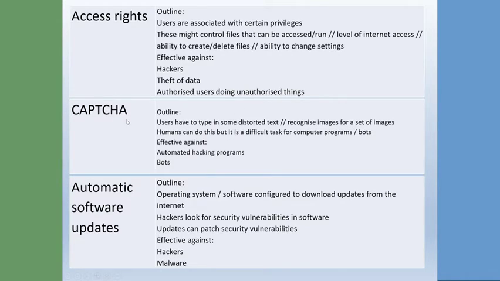A captcha is where you have to type in some text. It will give you maybe 3 or 4 letters and a couple of numbers, and you have to type the text into a box. It's very easy for humans to do that, okay, because they can read it and they can see what the text is, even though it may be distorted. However, a computer program or a bot would struggle with that. So it's very effective against automated hacking programs and bots.